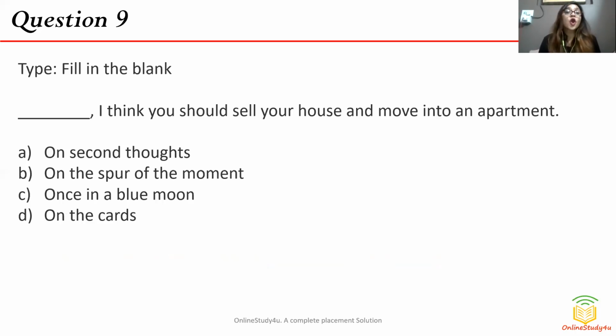That doesn't make sense. On the cards, I think you should sell your house and move into an apartment. That also doesn't make sense. So a correct answer option for this is A, that on second thoughts, I think you should sell your house and you should move into an apartment.